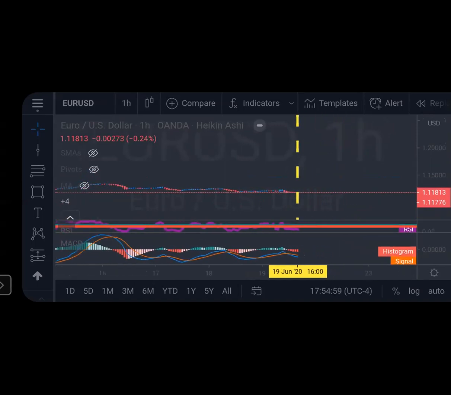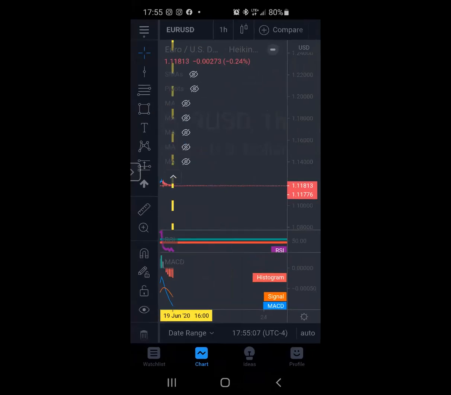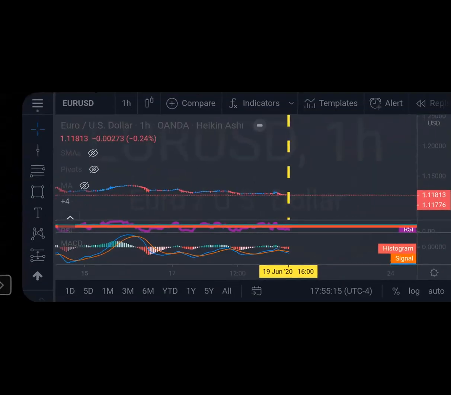Can you show us how to get those indicators on our phone like yours? I think I can. Let's see here. Before you continue, you see how the MACD changes from dark red to light red? That shows you that it's going into a buy. I've been trying to figure that out for the longest.